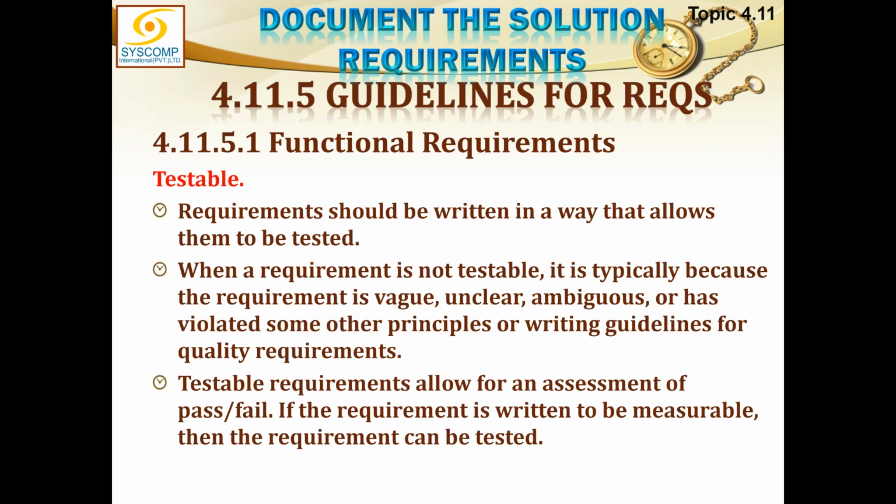Requirements should be written in a way that allows them to be tested, so it should be testable. When a requirement is not testable, it is typically because the requirement is vague, unclear, ambiguous, or has violated some other principles or writing guidelines for quality requirements. Testable requirements allow for an assessment of pass-fail. If the requirement is written to be measurable, then the requirement can be tested.